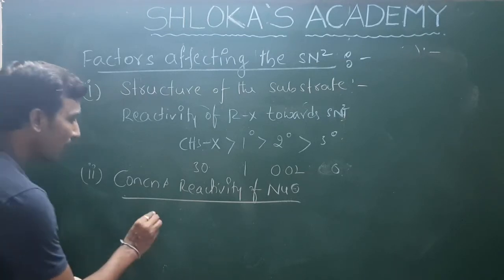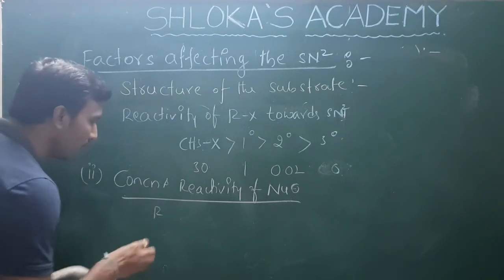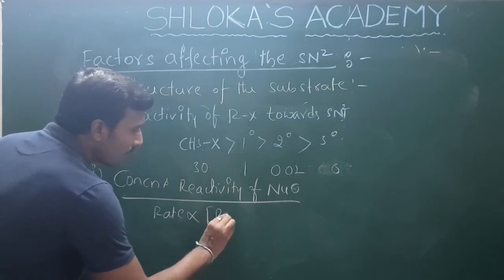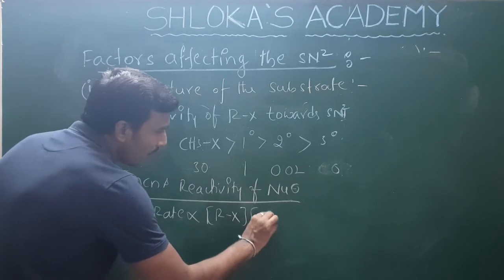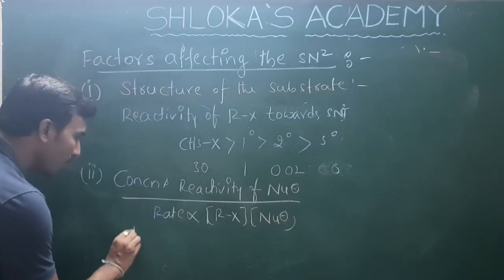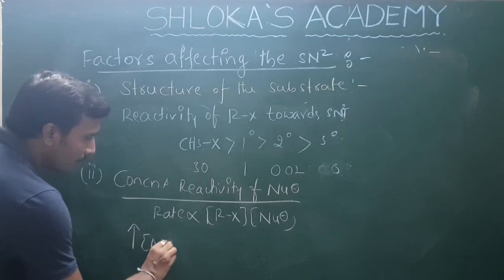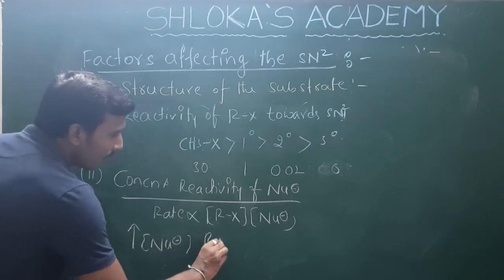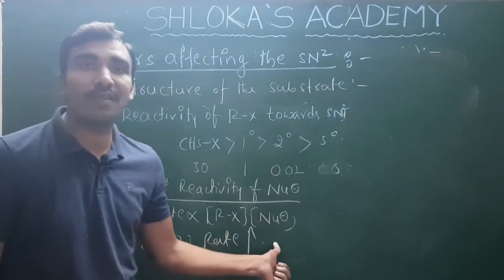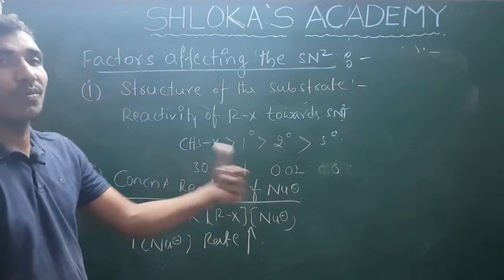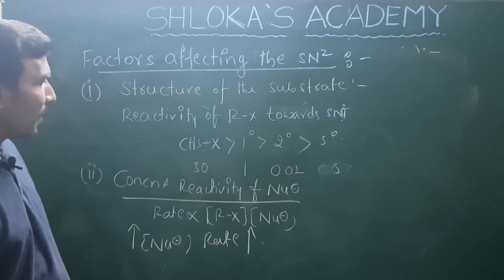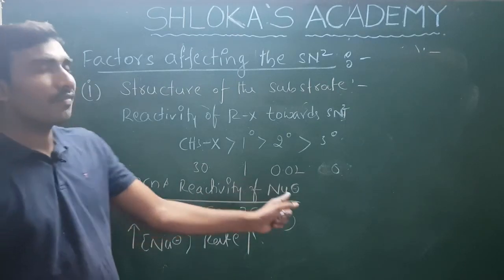According to the kinetics of the reaction, very simple: what is the kinetics of the reaction? Rate is directly proportional to the molar concentration of alkyl halide times the molar concentration of nucleophile. So you can write: the more the concentration of nucleophile, the more the rate of the reaction. If you double the concentration of the nucleophile, the rate will become double. If you triple it, the rate will become triple. Directly proportional.